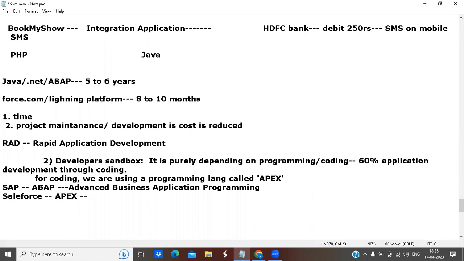Apex. Do you know what Apex stands for? Does anyone know? There is no full form. Apex means just Apex only, with no abbreviation. So this is all about the developer sandbox.